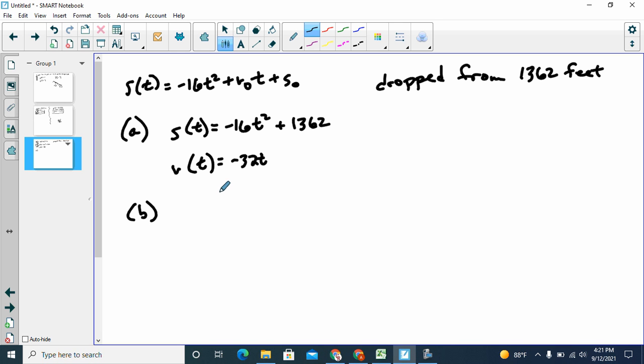Part B asks us to find the average velocity from 1 to 2. To get average velocity, we are going to get two positions and find the slope, find the rate of change between those two positions. So our interval is from 1 to 2. So we're going to get the position at 1 second, the position at 2 seconds, and find the slope in between those two things.